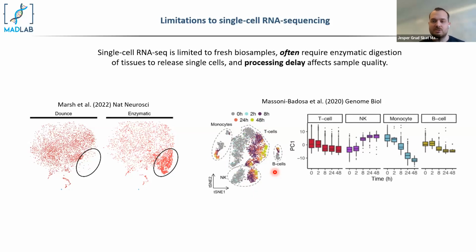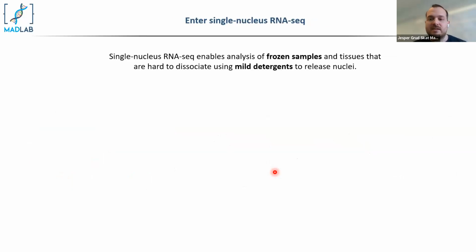So one option is to use single-nucleus RNA sequencing instead, because that enables you to analyze frozen samples, and you can also process tissues that are hard to dissociate, and you can do that using mild detergents. You can also analyze tissues that contain cells that are not amenable to droplet-based single-cell RNA sequencing, such as, for example, adipocytes, which will float or be too big to be processed in regular microfluidics pipelines.